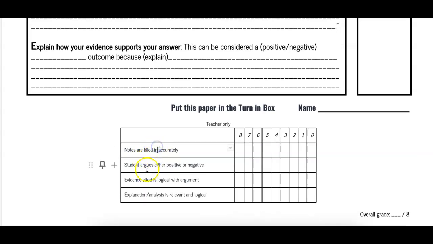Below, you'll see what you are going to be graded on. We're going to be grading on your notes filled in correctly. We're looking to see that you argue either positive or negative, not both. And we'll see that your evidence is cited logically with an argument. Finally, we'll see that your analysis or explanation down here is relevant and logical, meaning it makes sense.